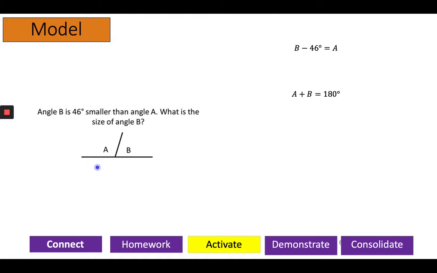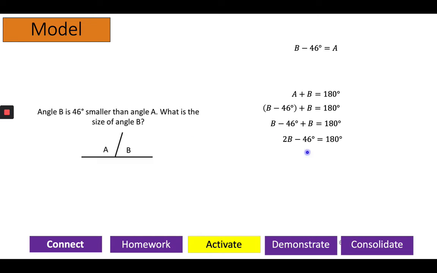We use the rules of substitution, and we substitute angle A to be B minus 46 degrees because we know that angle A equals angle B minus 46 degrees. So we can see B minus 46 degrees plus angle B equals 180 degrees. We can drop the brackets, and we know from our rules of algebra if we have two unknowns, we can add them together. So we get 2B minus 46 degrees equals 180 degrees.